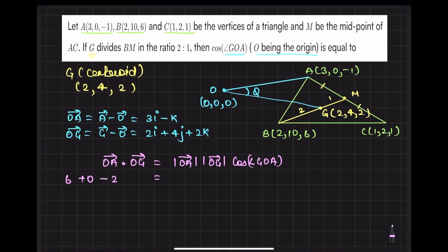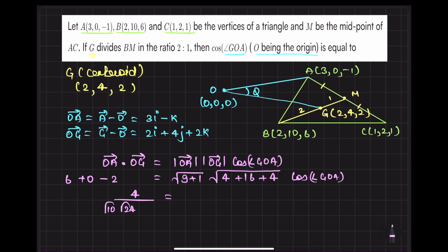Now the mod of vector 1. Mod of vector 1 means x square plus y square, so 9 plus 1. Mod of the second vector is 4 plus 16 plus 4. And then cos of angle GOA. Now, can I say that it is 4 by root 10 and root 24? This is 24.